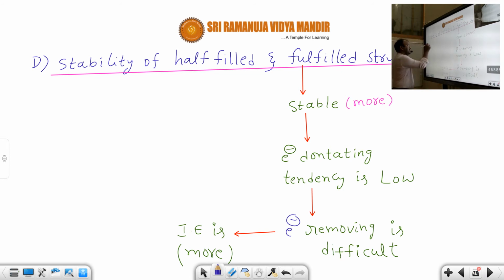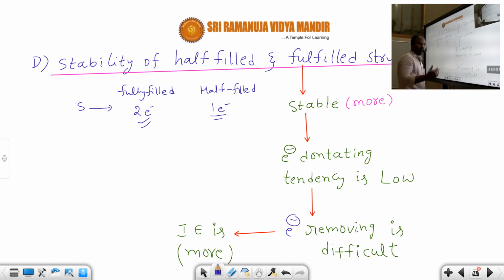Here, S fully filled means how many electrons are there? Two electrons. Half filled means S containing how many electrons? One electron. So whenever S has 2 electrons, that is fully filled. If the S subshell contains 1 electron, that is half filled. S containing 2 electrons is more stable, and S containing 1 electron is also more stable.